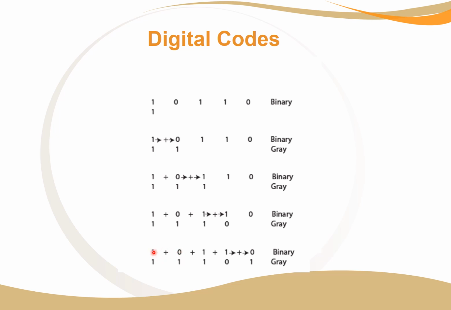So here, most of the bits stay the same. 1 plus 0 is 1. 0 plus 1 is 1. 1 plus 1 is 0, because we throw away the carry. And then 1 plus 0 is once again 1. So this is the binary number, and beneath it is the Gray code conversion.